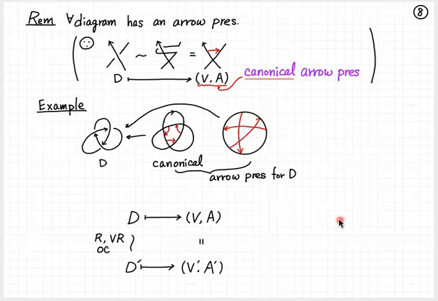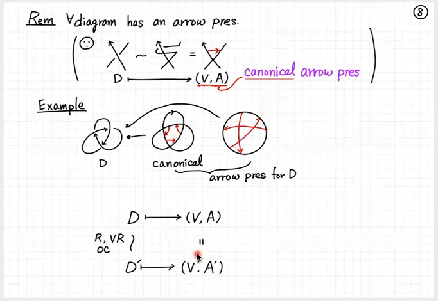Now there is a natural question as follows. For given two equivalent diagrams D and D', we have an arrow presentation of D and an arrow presentation of D'. By the definition of equivalence of arrow presentations, these presentations are equal. We know that these diagrams are related by Reidemeister moves, virtual Reidemeister moves, and the overcrossing commutator move.